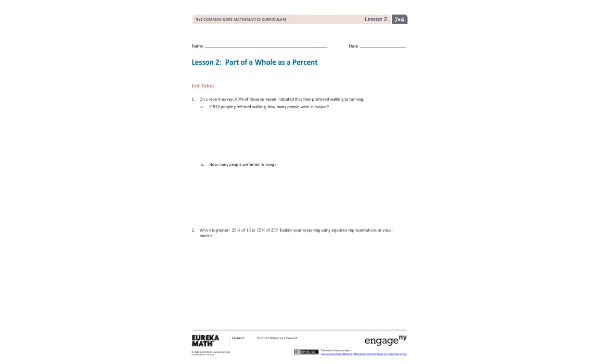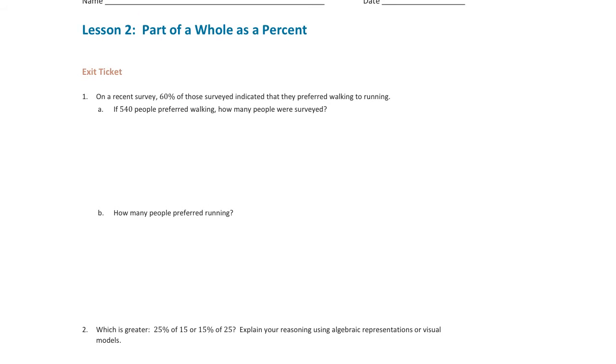Okay, so looking at lesson 2, on the exit ticket here, it says, on a recent survey, 60% of those surveyed indicated that they preferred walking to running. If 540 people preferred walking, how many people were surveyed?